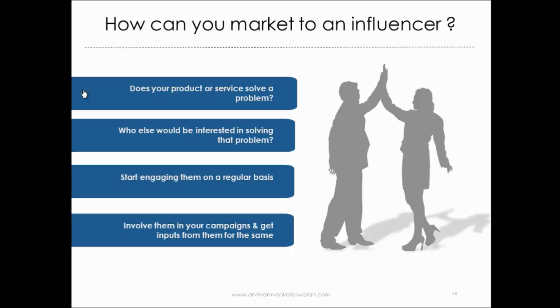So does your product or service solve a problem? Then the next question to identify influencers, even before you go into the tools and start putting in your keywords and try to identify who's there, is who else would be interested in solving that problem? Let's assume there's a housing problem, and there's a big housing problem today. We don't know which is the next great area that will develop. Then you should ask yourself, who else is interested in solving that problem?